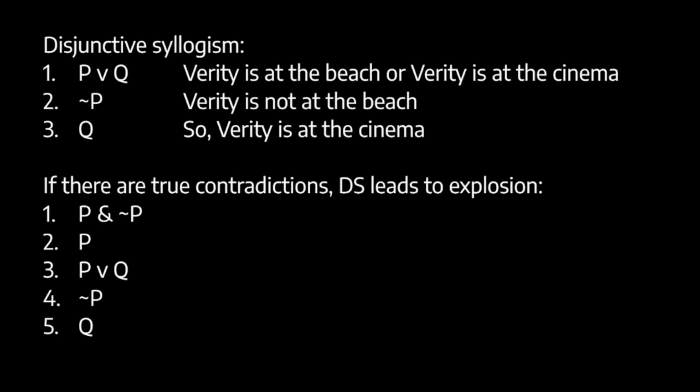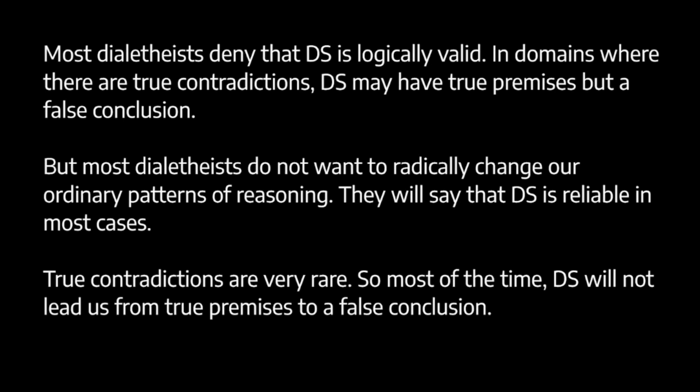Now, the standard response among dialetheists is to deny that disjunctive syllogism is logically valid. When we're in domains where there are true contradictions, it may well be that the premises of a disjunctive syllogism are true while the conclusion is false. But few dialetheists are prepared to abandon disjunctive syllogism entirely. They want to say that disjunctive syllogism is a useful rule of inference which is reliable across a wide range of domains. Why is it reliable?